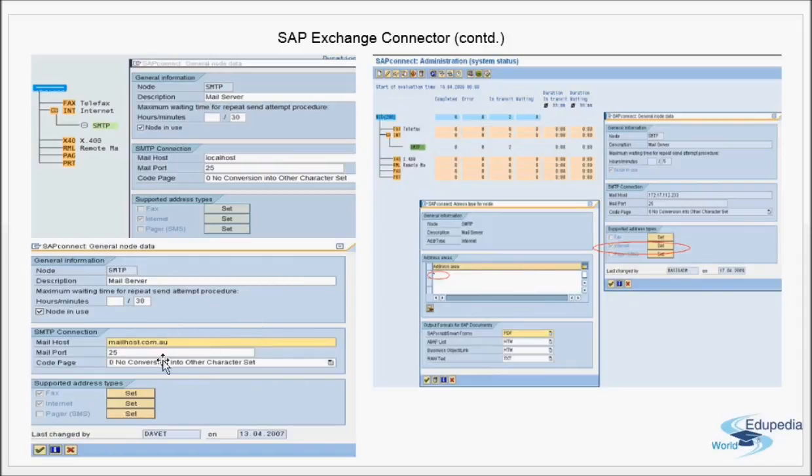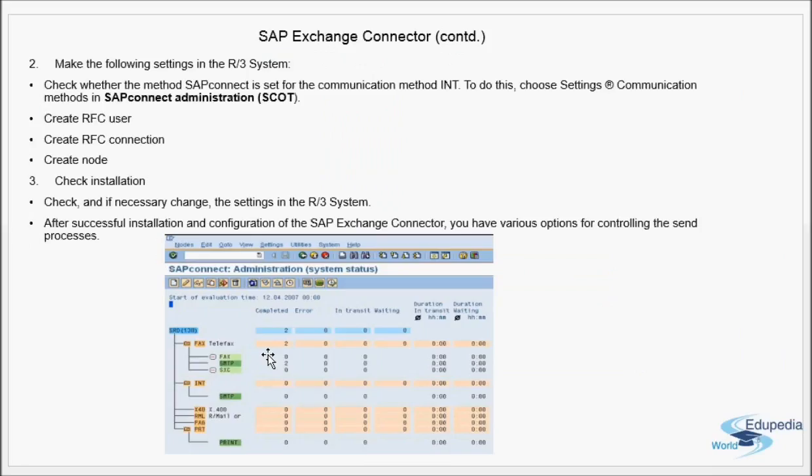See, this one is used for both internet and fax, the same node. So that particular server does both functions: it's used for internet configuration as well as it's the fax server also. So that's how the configuration is made in the SCOT transaction. So this is very important. Okay, so this transaction SCOT is used for the SAP Connect administration purpose.